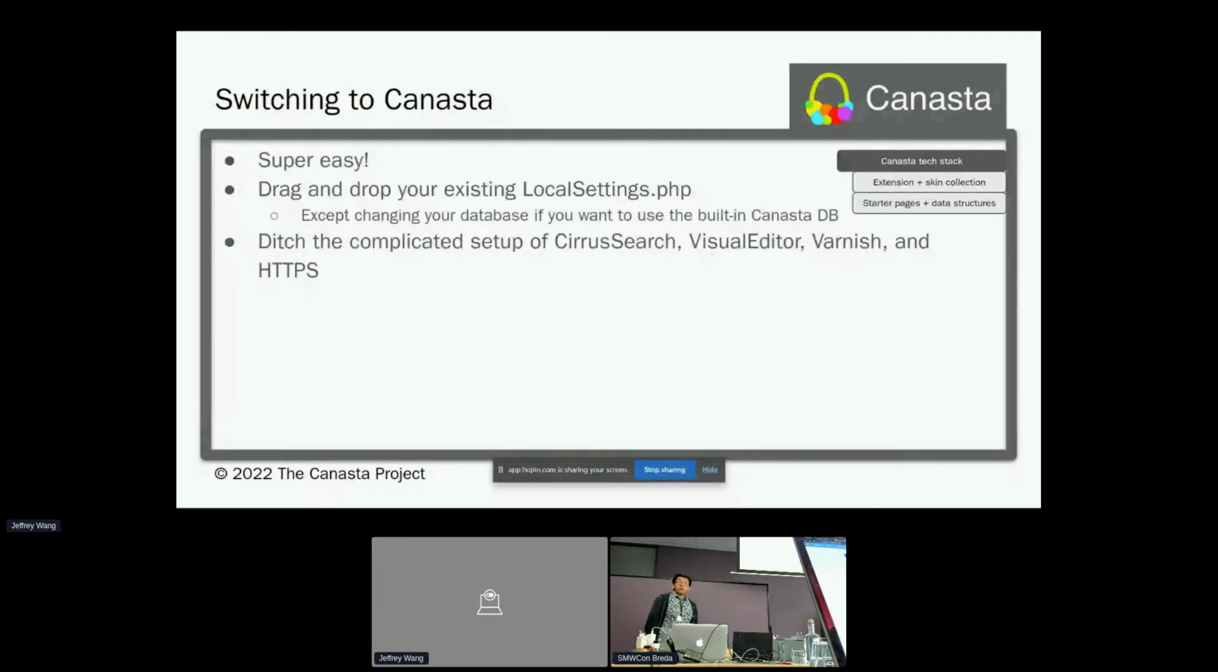You can use Varnish and HTTPS with 0 additional configuration thanks to our usage of Caddy. You can load Cirrus Search and Visual Editor from Canasta's extension repository by simply adding 1 line, the upload extension. You don't have to undergo any of the configuration that's usually necessary with those.